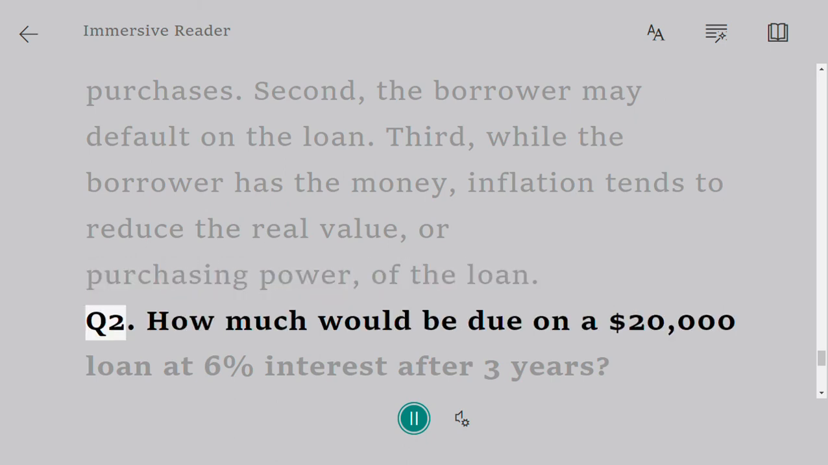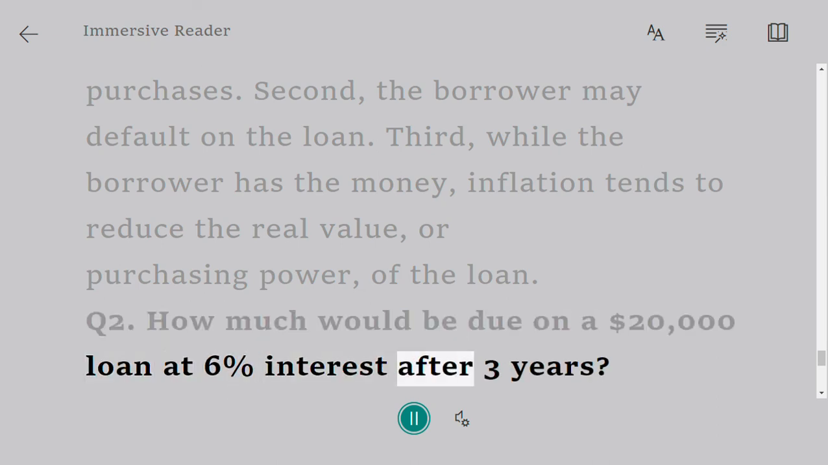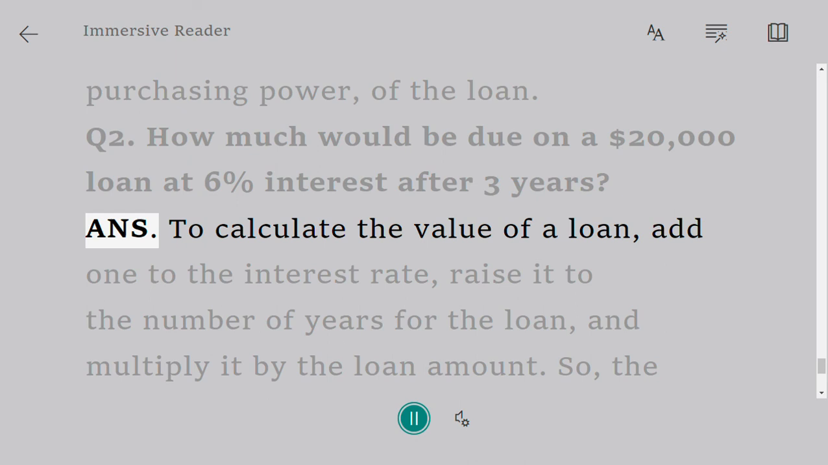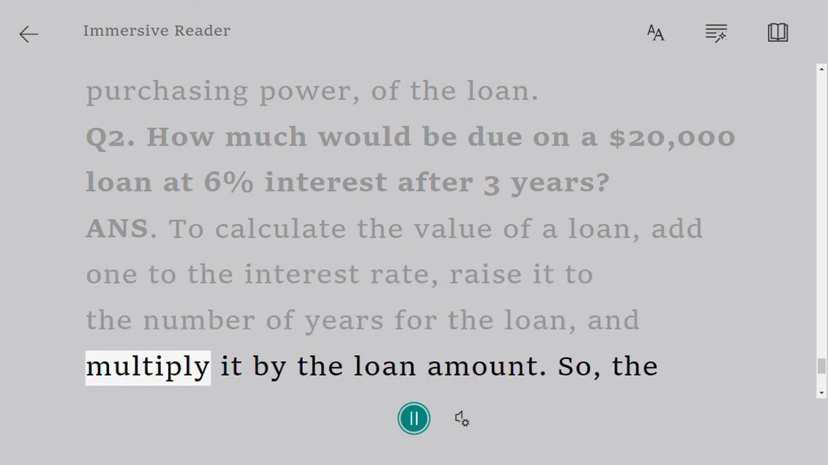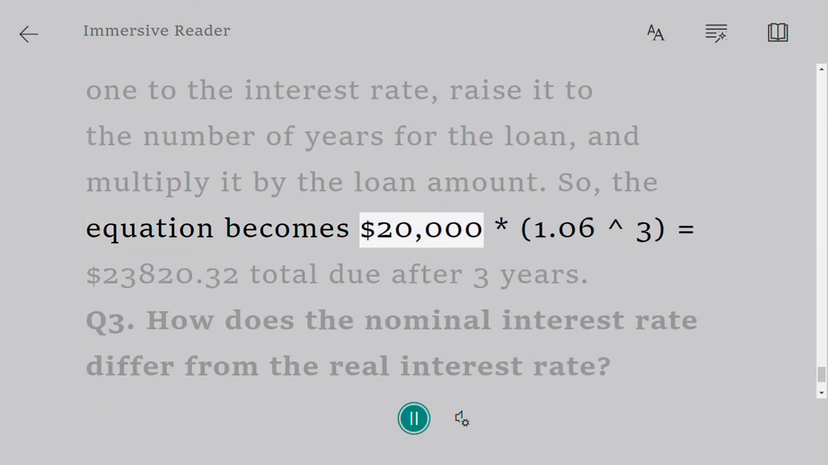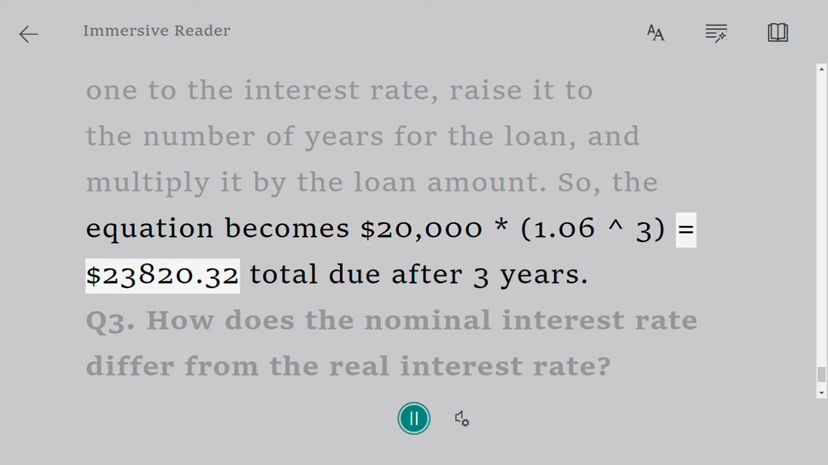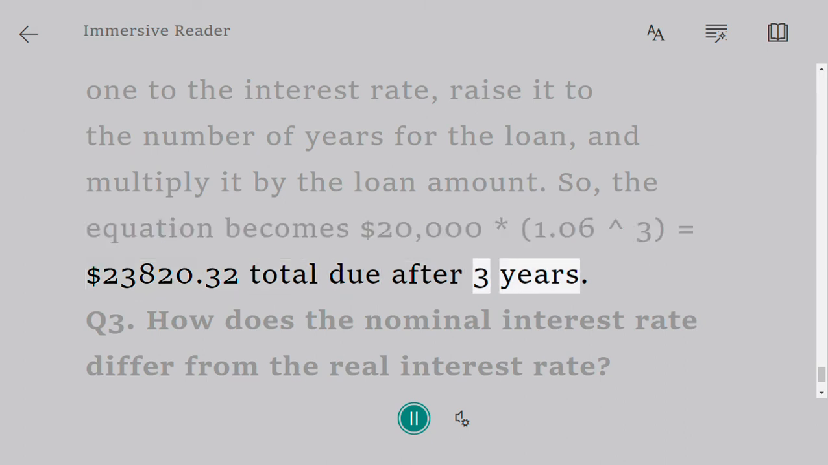Q2. How much would be due on a $20,000 loan at 6% interest after 3 years? ANS. To calculate the value of a loan, add 1 to the interest rate, raise it to the number of years for the loan, and multiply it by the loan amount. So, the equation becomes $20,000 * 1.06^3 equals $23,820.32 total due after 3 years.